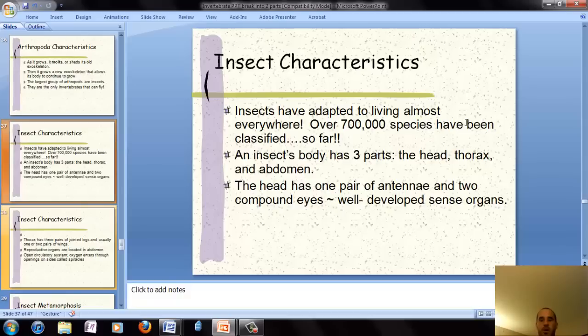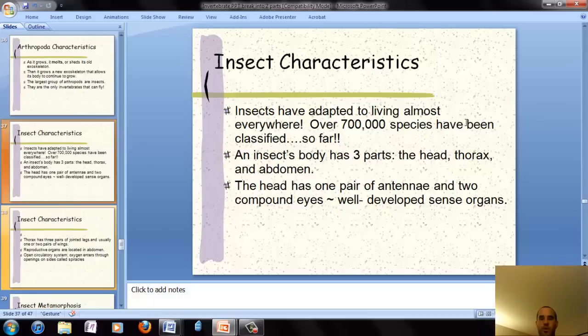Their body has 3 parts: a head, a thorax, and an abdomen. The thorax is the middle part of the insect. That's usually where the legs are going to be coming off of, and the abdomen is like the very back part, the butt part of it. When you think of an ant, that's a really easy way to think of head, thorax, and abdomen.